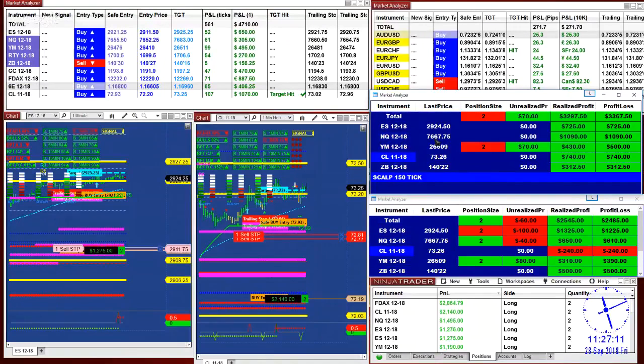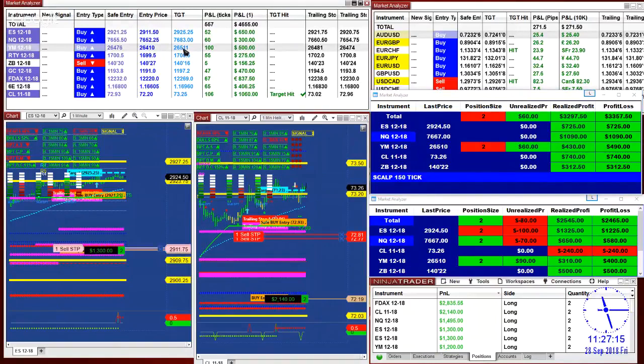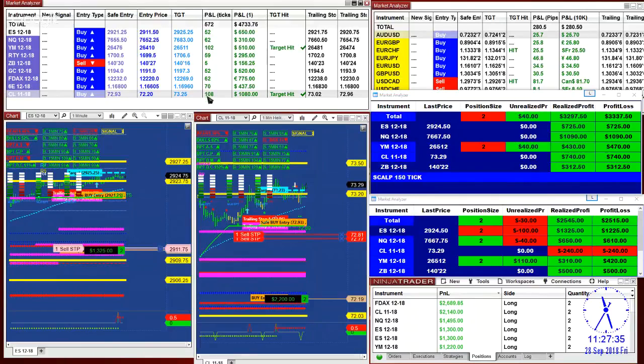We hit 100 ticks on the YM, 58 ticks on the Nasdaq, 51 ticks on the ES, 106 ticks on the CL, and on the 30-year Treasury bond 5 ticks. Don't spend it all in one place.